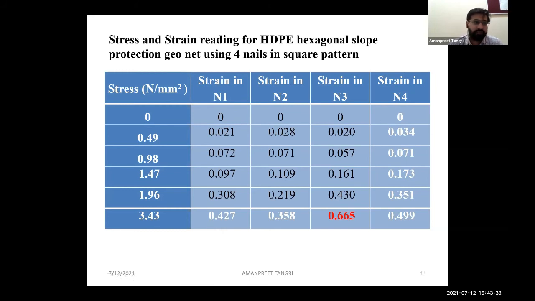Now there is a very beautiful thing about these soil nails: when one nail becomes overstressed, they distribute the stresses to the other nails before the failure of the whole slope. So in this case, the maximum strain was found in nail number 3 at a stress of 3.43 Newton per mm square.